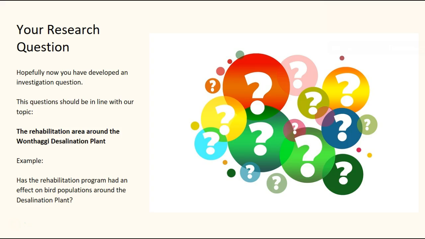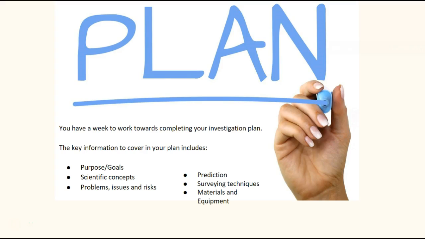See that it's phrased in a way that is researchable. If you haven't done that yet, please get that done and started, and then we can move into the planning phase. On OneNote, you'll see the plan template. I will show you at the end of the video where it is so that you can get to it.